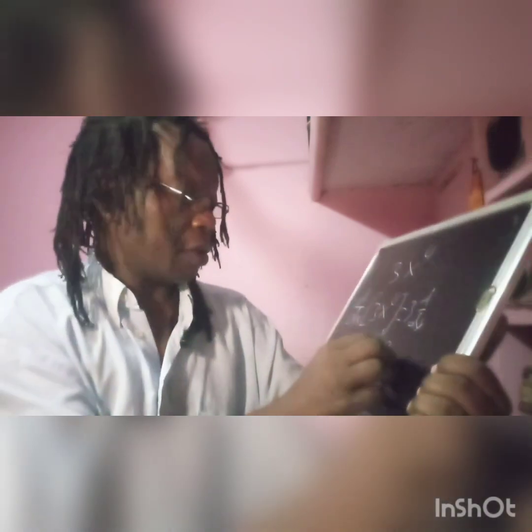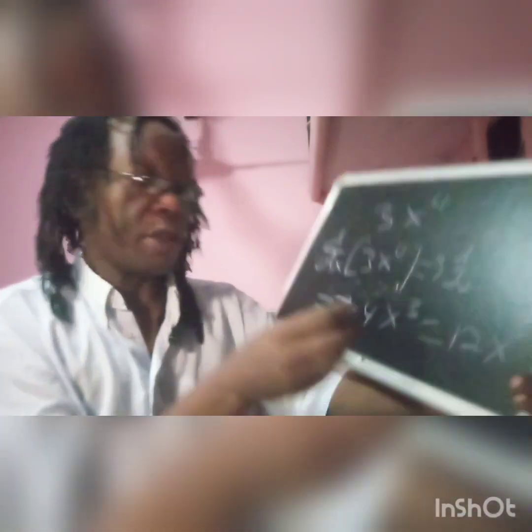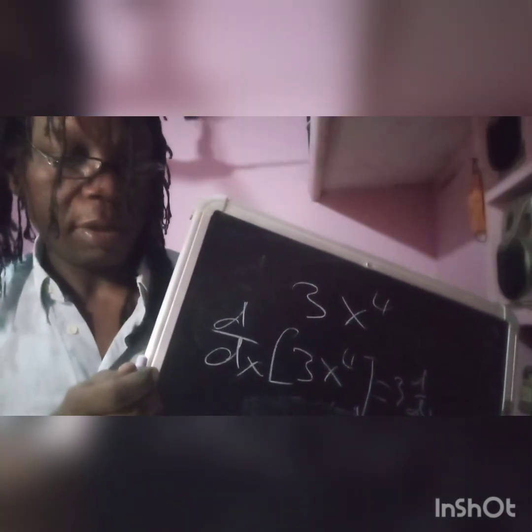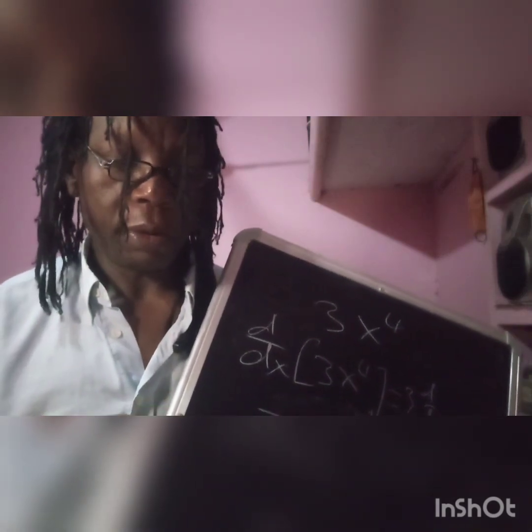So this will give you 12x³ as a solution. This is called the constant multiple rule. And then we're going next.